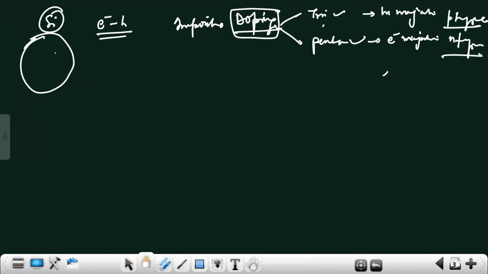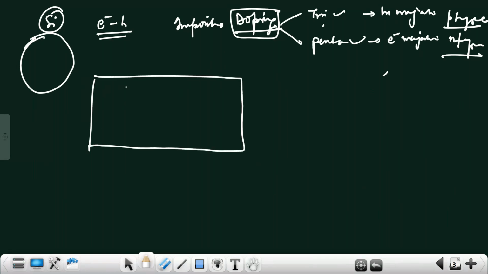Now during the fabrication process itself, some part of the region will be doped with pentavalent, some part will be doped with trivalent. In that way, devices will be fabricated. When we say device, it is a MOSFET. So I'm drawing here the cross-sectional view of MOSFET. So this is N plus. N plus means what? It is highly doped with what? Pentavalent atom. That is why I am writing plus. So P means what? P type.